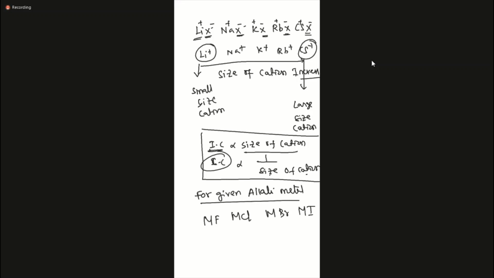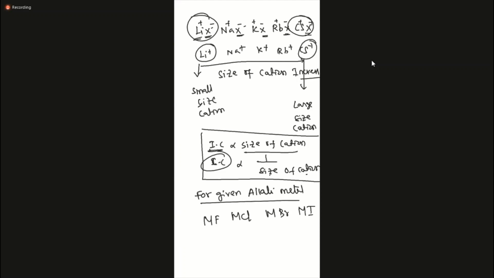Li plus is covalent character. Cs plus is, is it correct? Yes, sir. Why? Ionic character is directly proportional to size of cation. Among these alkali metals, Cs plus has more size. So that's why Cs plus is ionic character, Li plus is covalent character. So that's why I told you LiX is more covalent character, CsX is more ionic in nature.